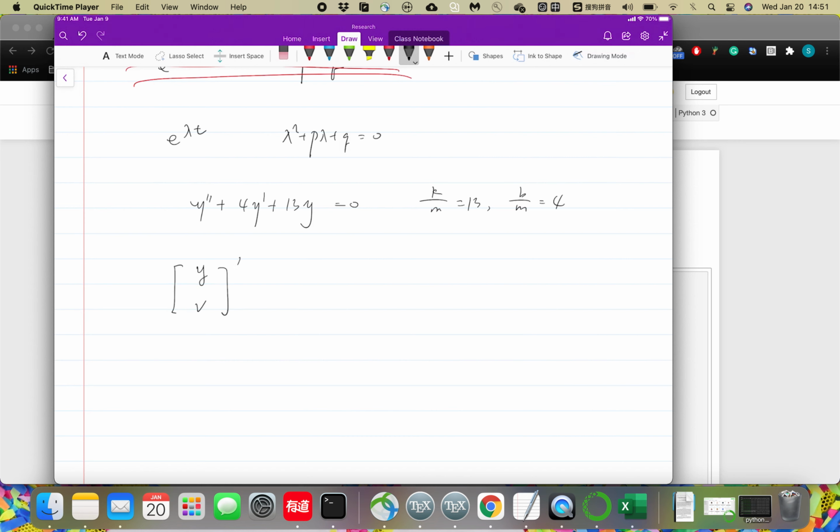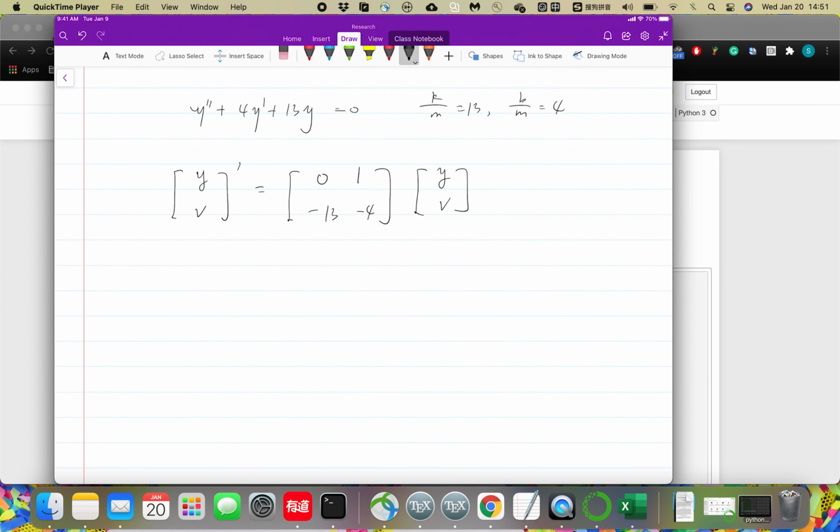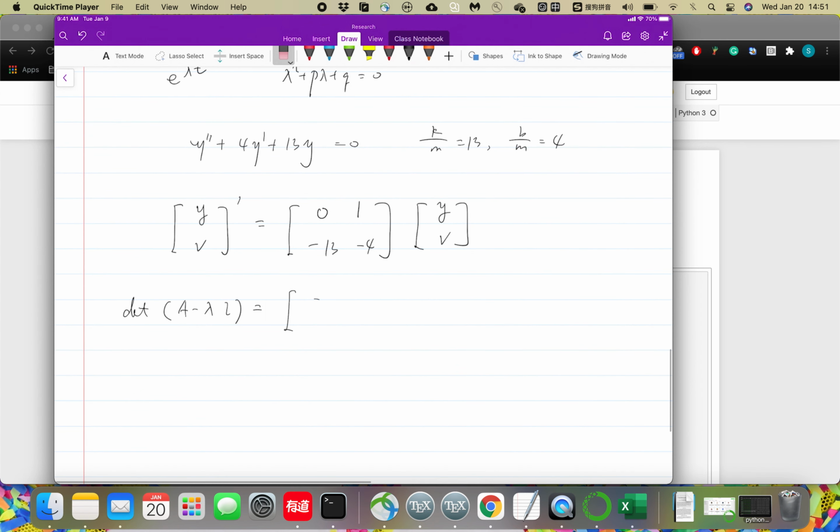You can verify by yourself. Okay, 0, 1, negative Q, negative B. Change it to this. Then, what am I doing? Lambda I minus A. I keep switching these two.